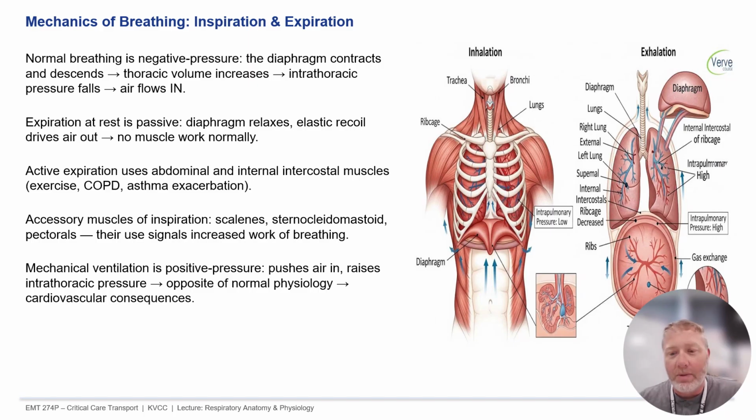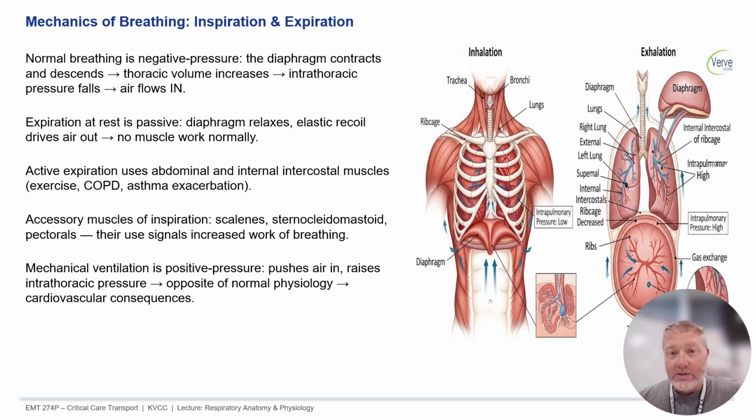And I want to be very precise here. Normal, spontaneous breathing is a negative pressure process. The diaphragm contracts and descends. The thoracic volume expands. Pleural pressure drops. Alveolar pressure drops below atmospheric pressure, and air flows in, always going from high pressure to low pressure gradients. Every time we breathe, all of those things occur.